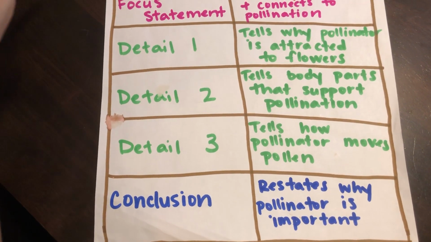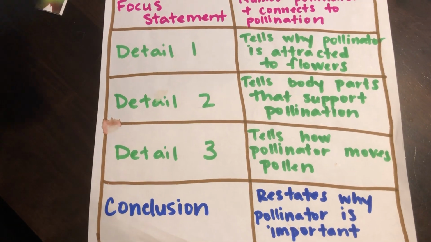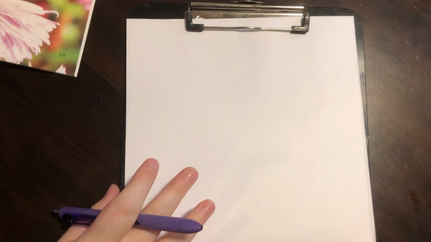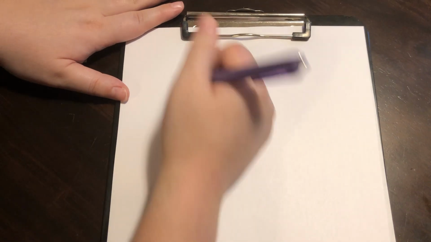So, before we dive into the text, let's get our note-taking template set up. You can press pause and go get your paper and pencil. Okay, great. Now you're going to make your paper look just like my paper, and this is where we're going to collect our notes that will help us write our pollinator paragraph.